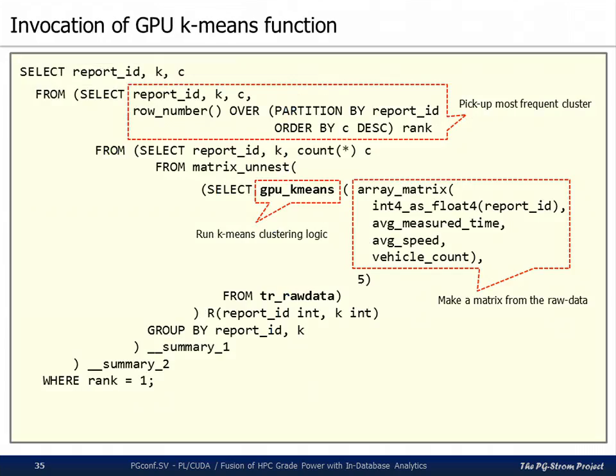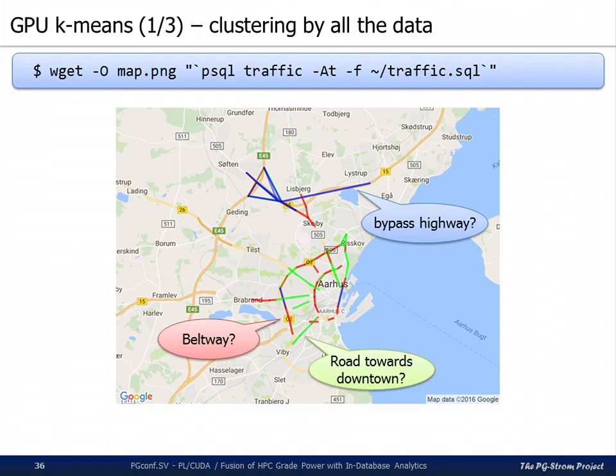What we did is similar to the previous case. Make an array matrix from the relation, then call the CUDA function. And after that, we process the post-core logic operation by SQL. So that is a result of clustering of the observation data.